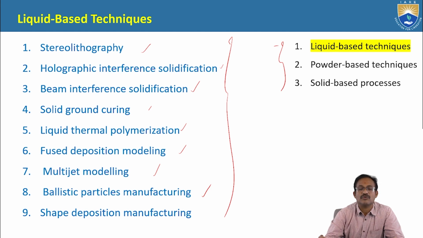Let me reiterate one more time. There are totally 9 liquid-based techniques. Stereolithography; second, holographic interference solidification; third, beam interference solidification; fourth, solid ground curing; fifth, liquid thermal polymerization; sixth, fused deposition modeling; 7, multi-jet modeling; 8, ballistic particles manufacturing; 9, shape deposition manufacturing. Now let us discuss stereolithography in detail.